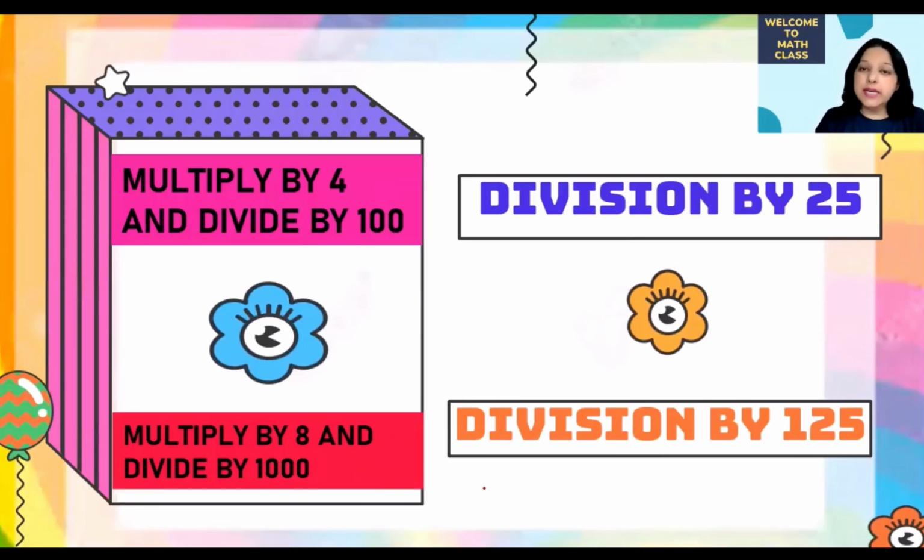That is the revision of both the concepts. If you want to divide any number by 25, simply multiply the number by 4 and then divide it by 100. And if you want to divide any number by 125, multiply by 8 and divide by 1000.